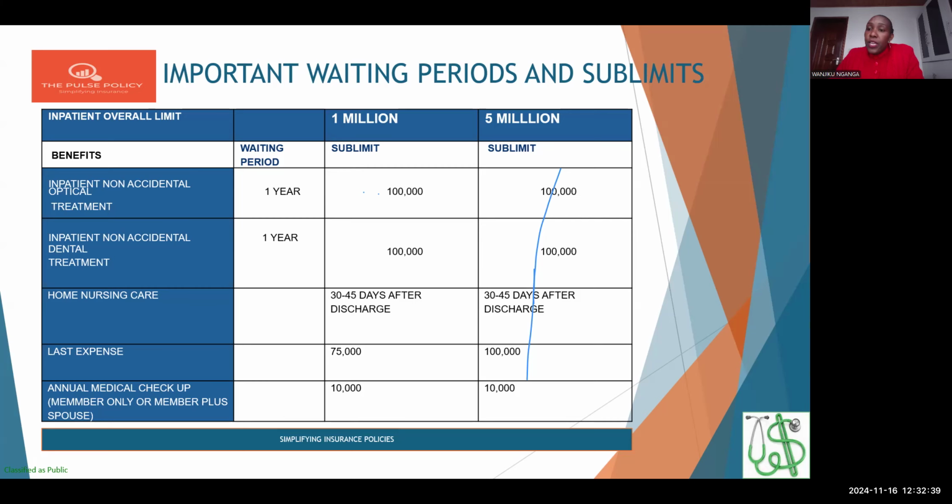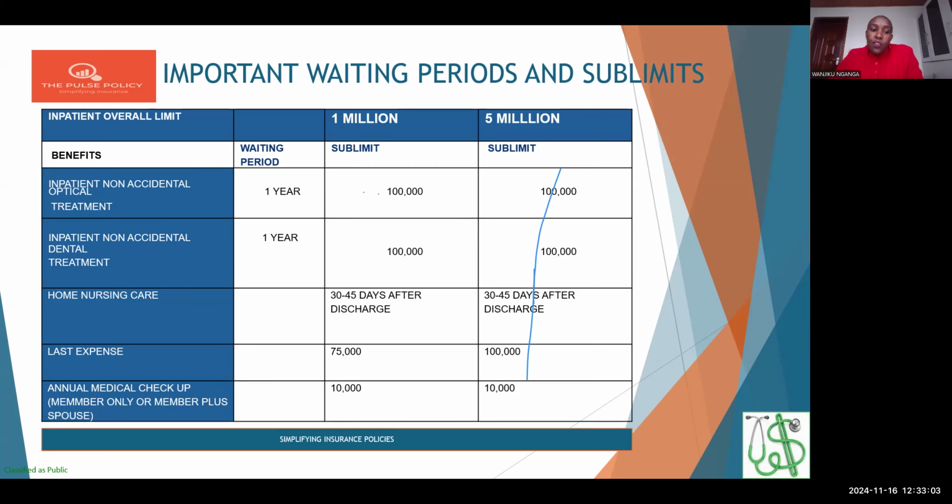In most cases, if you are the insured, your kin can report that, or it is one of your beneficiaries, you report that to the insurance company within 24 hours to allow them to process the last expense benefit. So ensure you have notified the insurance company within the minimum time that you can to inform them. Now, we also have other benefits called annual medical checkup.